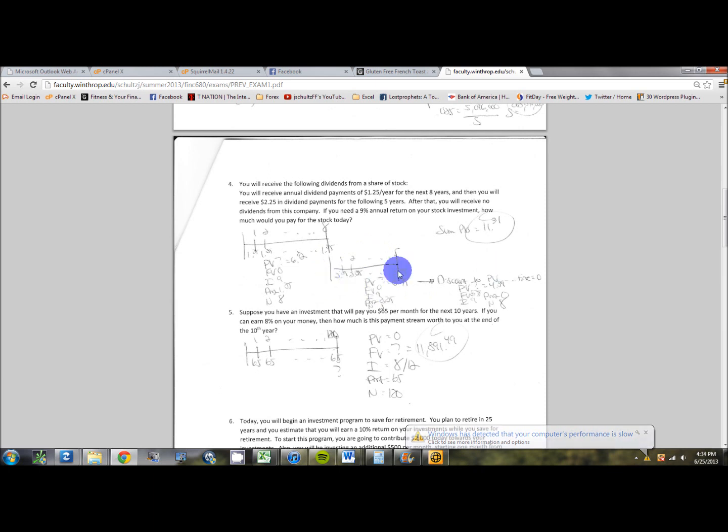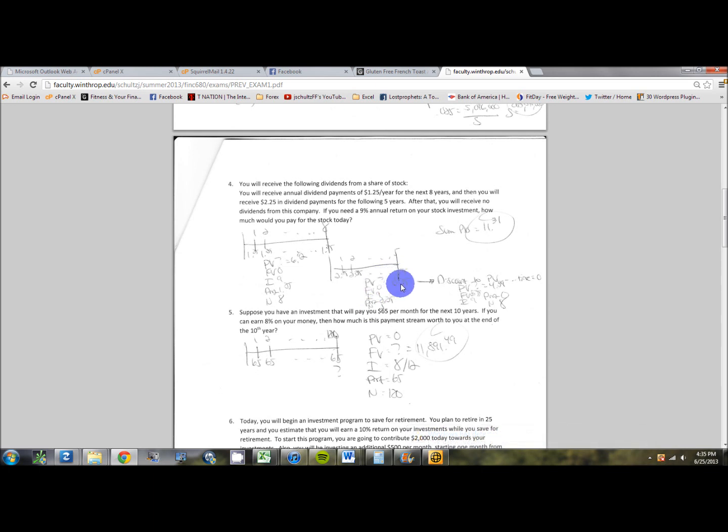The real crux of the problem, where I think someone might have difficulty, is in the setup of the second annuity, which is $2.25 for 5 years. Technically this is years 9, 10, 11, 12, 13, but I just put 1, 2, 3, 4, 5. You can set it up however you want, but it makes the most sense to me to treat this as a standalone annuity first. So I find the present value of this one. I know the writing is kind of light and squeezed in there, but your future value is 0, your interest rate is 9, your payment is $2.25, and your N is 5. When you find the present value of that, it comes out to be $8.75.